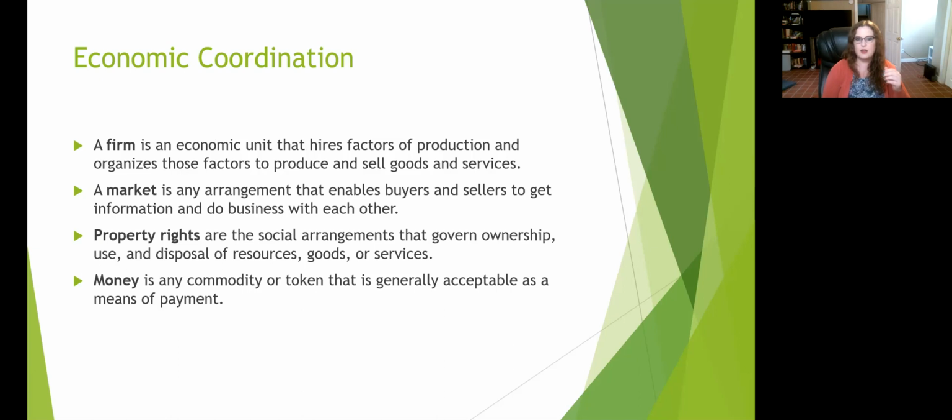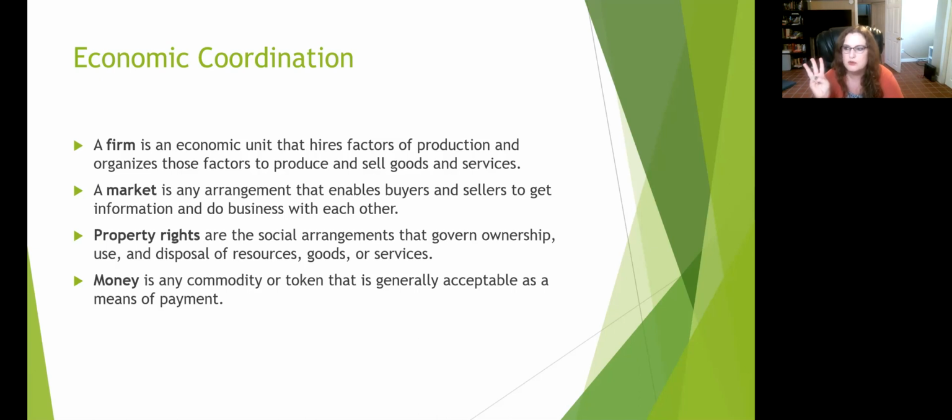So we need these things for economic coordination. Firms are economic units that hire factors of production. They're the people that put the land, labor, capital, and entrepreneurship together, right, to produce goods and services. Markets are arrangements that enable buyers and sellers to get together. I want to buy something, you want to sell something. We need a market to do that in. We need to be able to meet and talk about it in some sort of way.